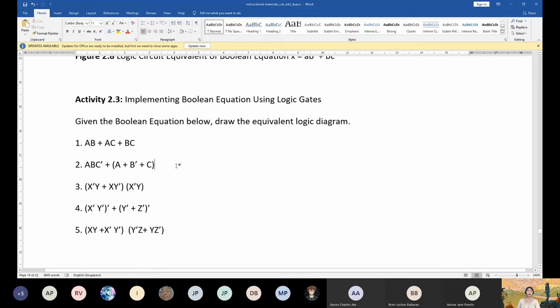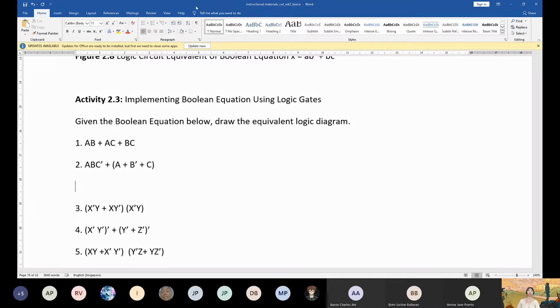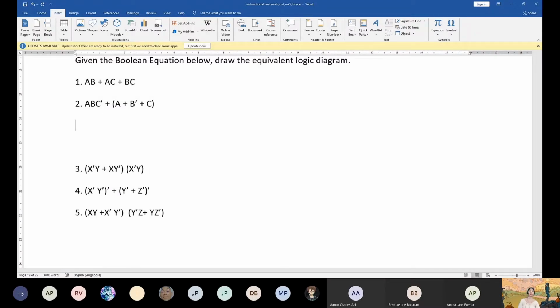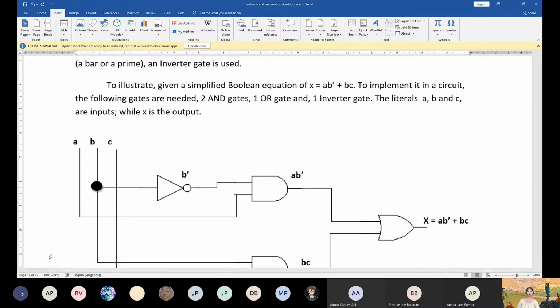Okay, so let's have number 2. ABC plus A plus B plus C. So to have ABC, what gates do we need? Of course, you have to have C prime. So how are we going to have C prime? Class, how are we going to have C prime? An inverter. Okay, so we need an inverter.